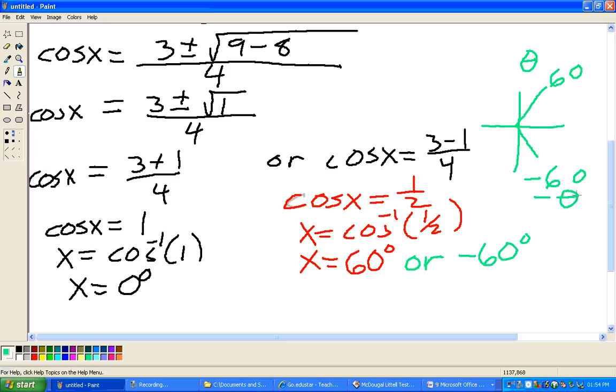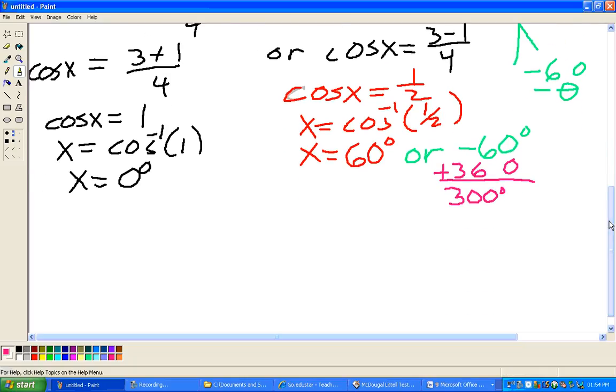And then you realize the directions say that -60 is not allowed. So we go around the circle one more time, and we find 300.